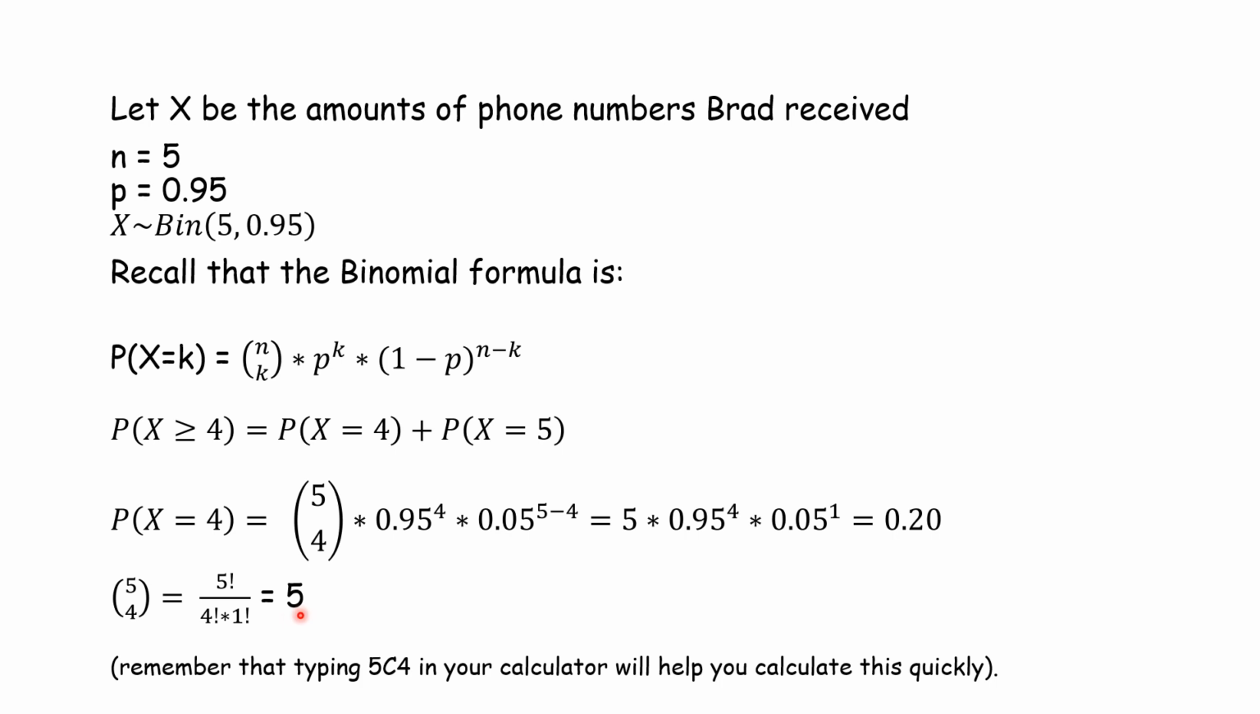At that point, we don't really understand a lot. What are we doing? We just plug in the formula, right? It's good enough for getting the probability, which is 20%. The probability that x equals 4, the probability Brad will get exactly 4 phone numbers, is 20%. But we don't exactly understand what we just did, like what this formula is. So in order to make it more clear, I'm going to explain it in a moment.